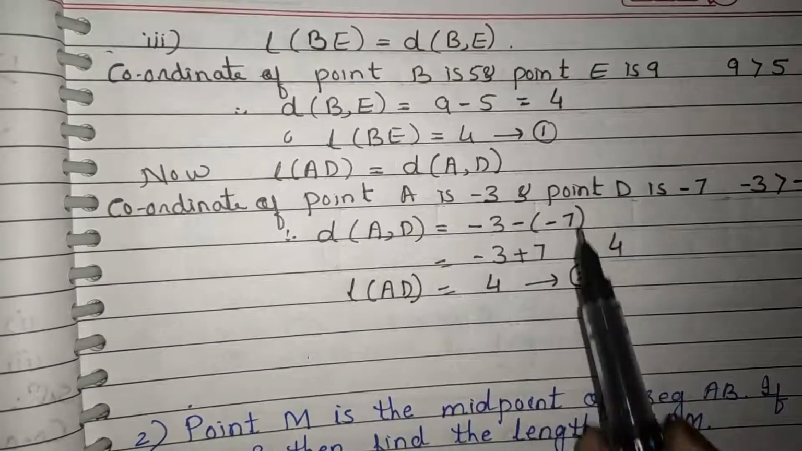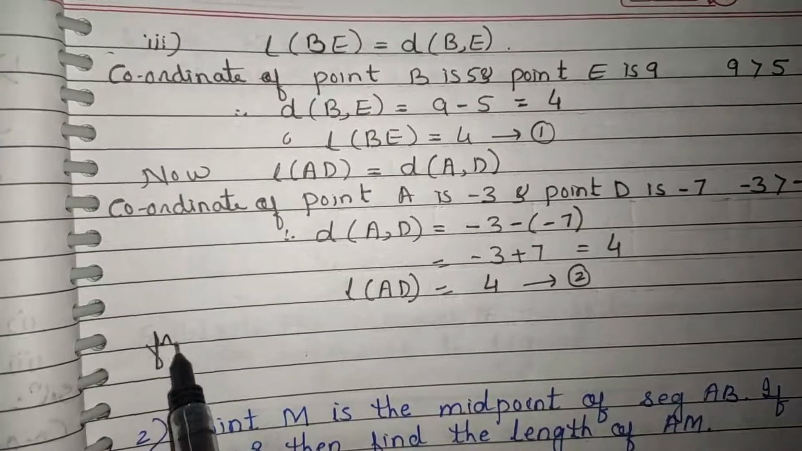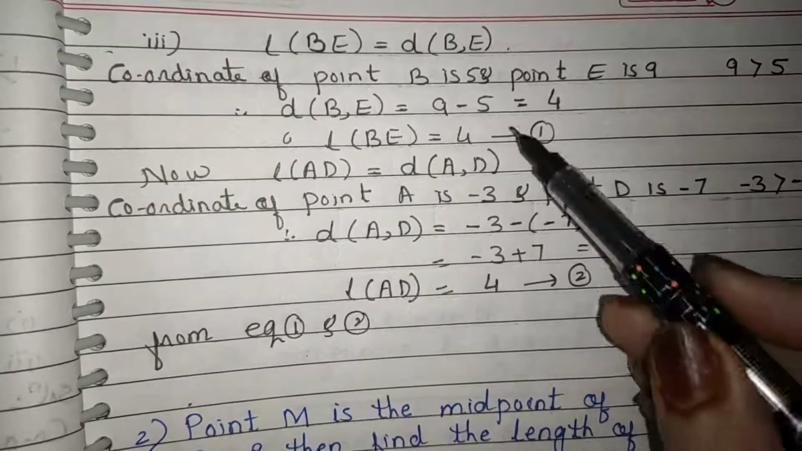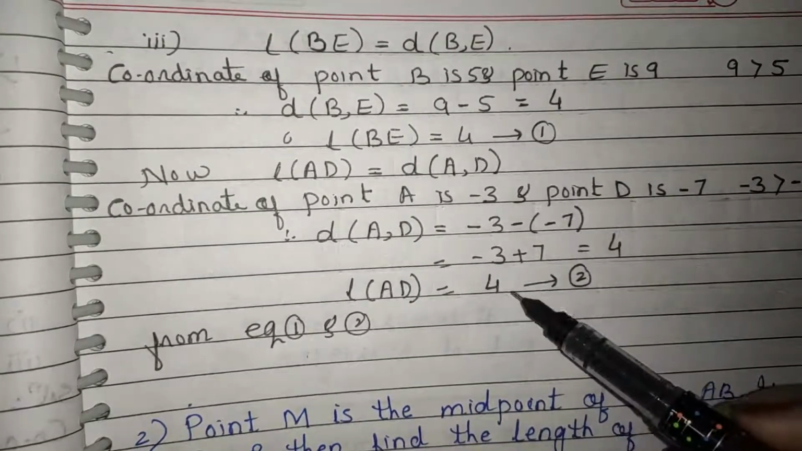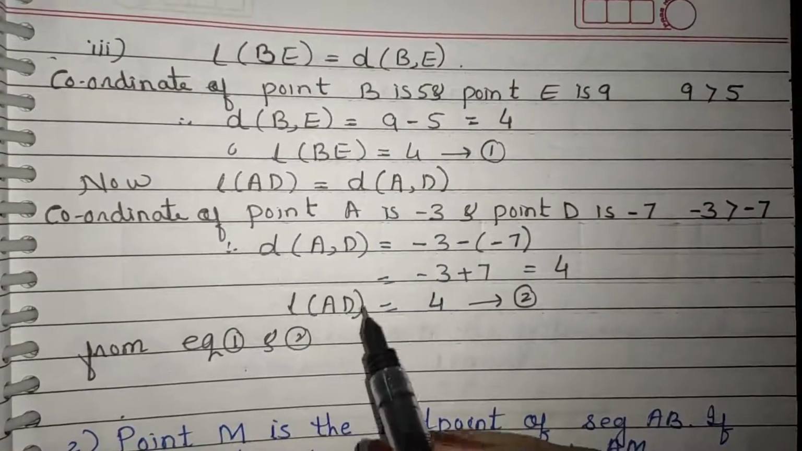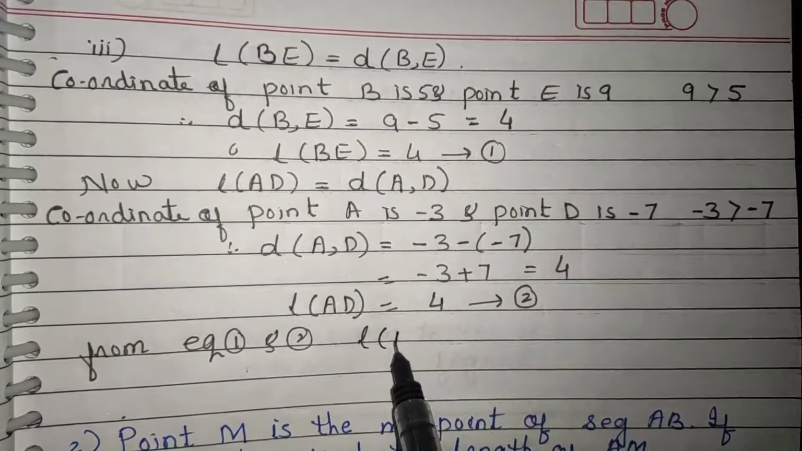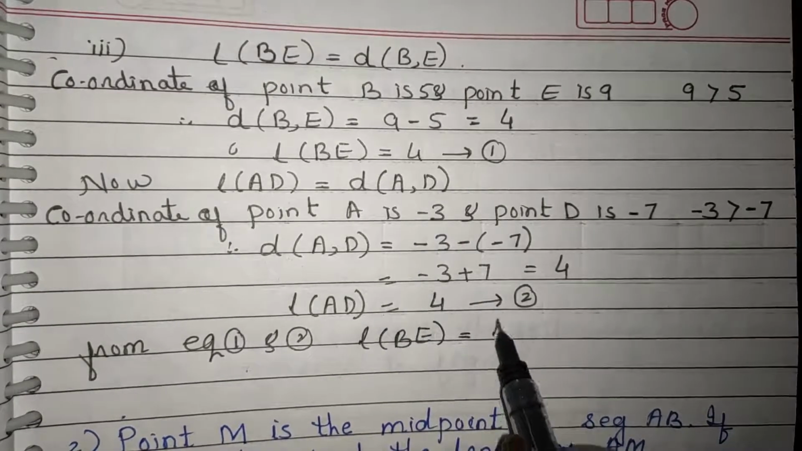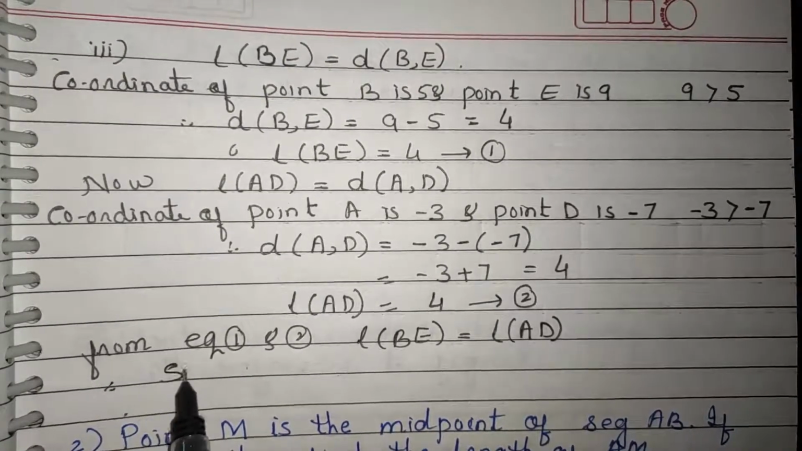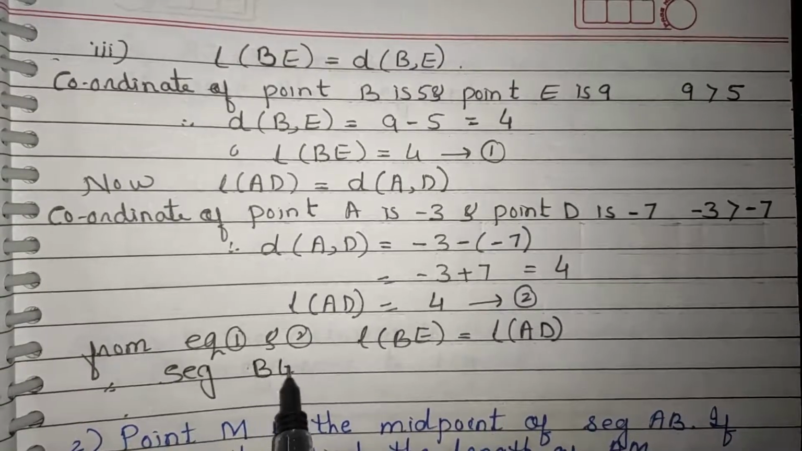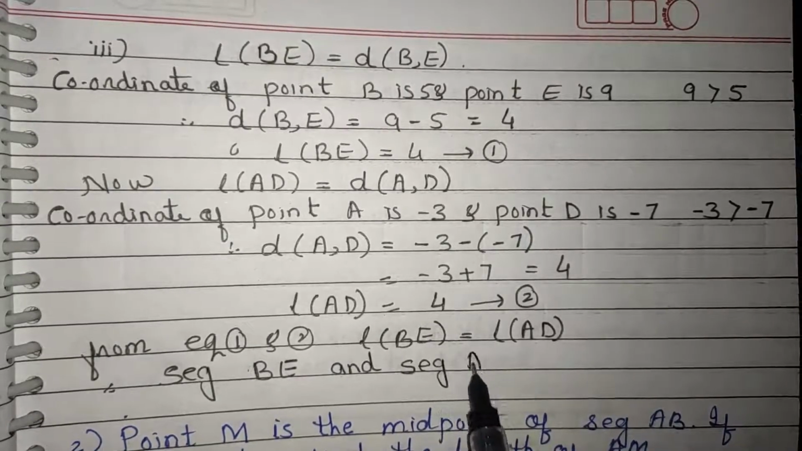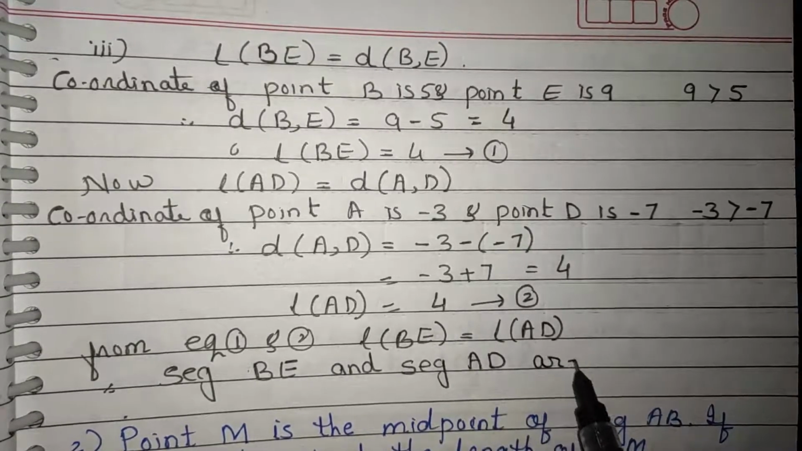Okay. Now from equation 1 and 2, both are same. 4 and 4, right hand sides are same. Therefore, we can write here left hand side is also same. Therefore, write down here length BE is equal to length AD. Therefore, write down segment BE and segment AD are congruent.